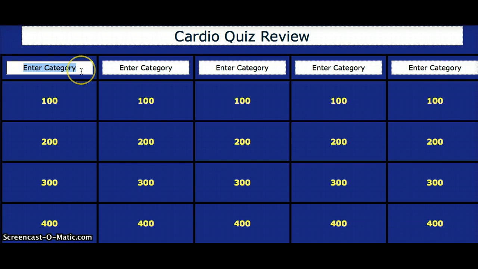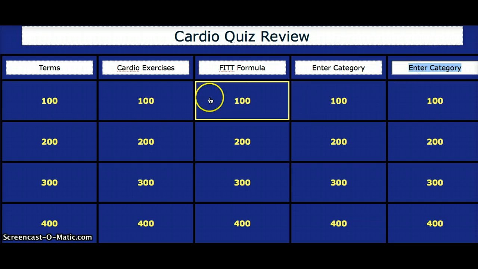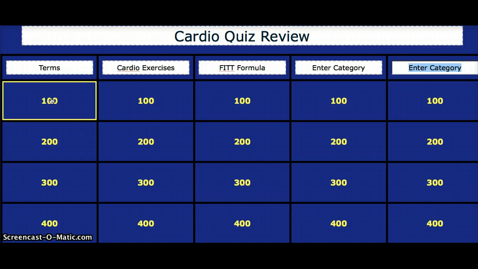And then you go ahead and click on the category. I'm going to go with terms as my first category. We'll go with cardio exercises. And how about just for fun here, we'll do fit formula. Of course, that's frequency, intensity, time, and type. You would then go ahead and build your other category names. For the sake of just the demonstration, we'll go ahead and go to a question.